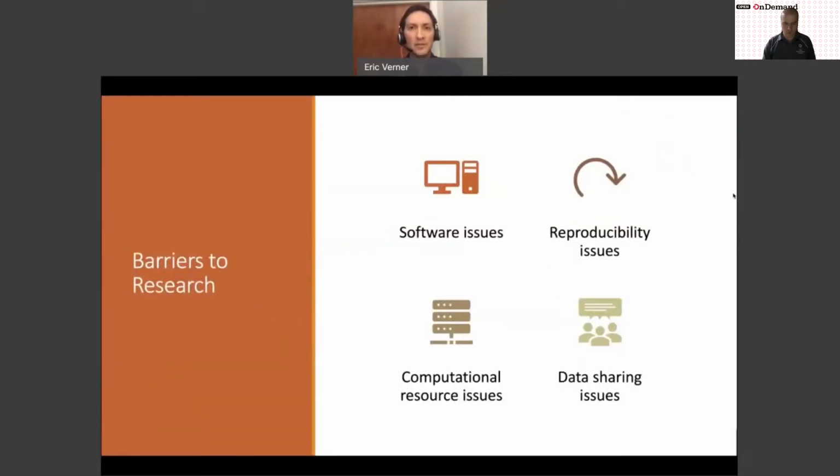The reason we created Brainforge was for multiple reasons. They were divided into 4 main categories: software issues, reproducibility issues, computational resource issues, and data sharing issues. Now, the first is software issues.